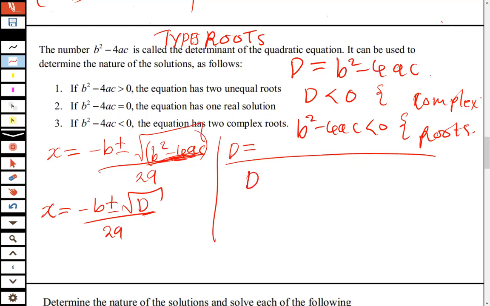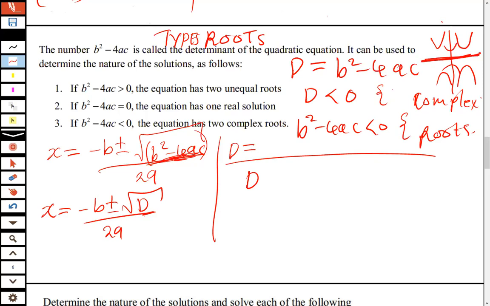Let me also do some sketches. When D is less than 0, when you draw the x-y plane and the curve of that quadratic equation, that curve will not touch the x-axis at any point. It will either be up on top of the x-axis or down below, but it will not touch the x-axis.